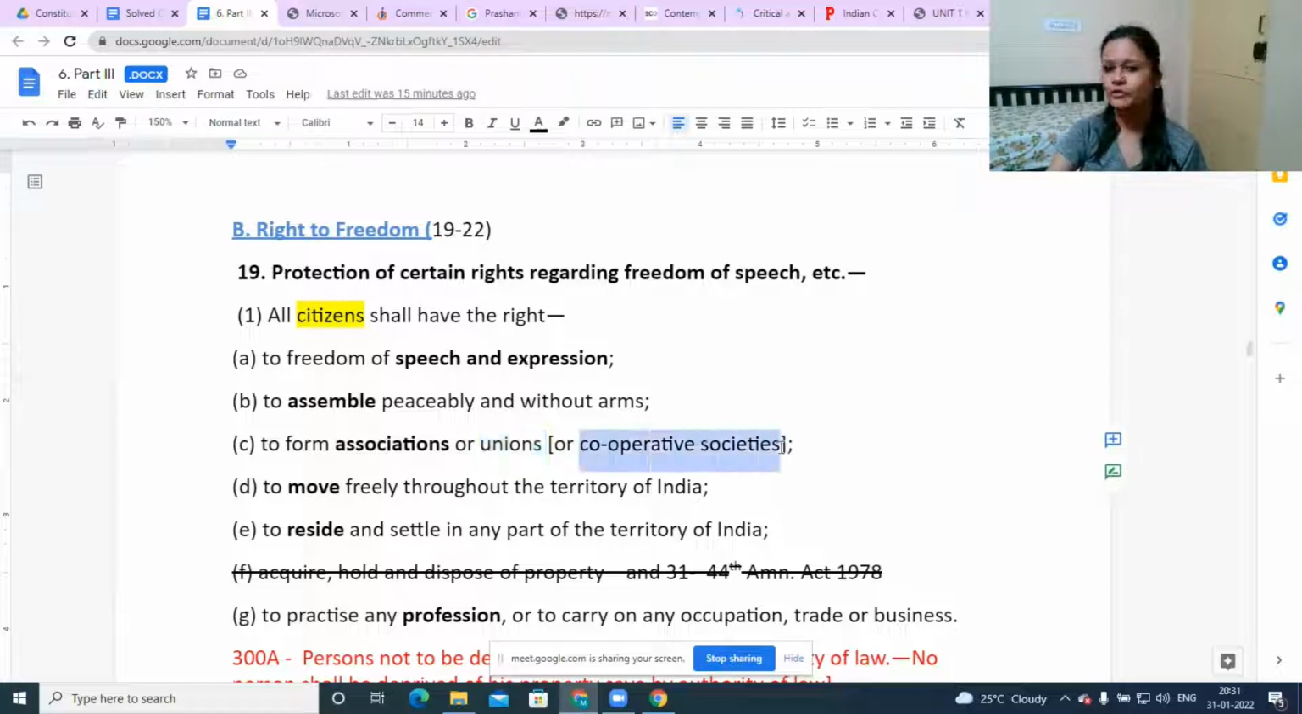Same ways cooperative societies. There may be some cooperative financial institutions where you can open some saving accounts, you can save money, you can also take loans from them also. These are also operating pretty good.